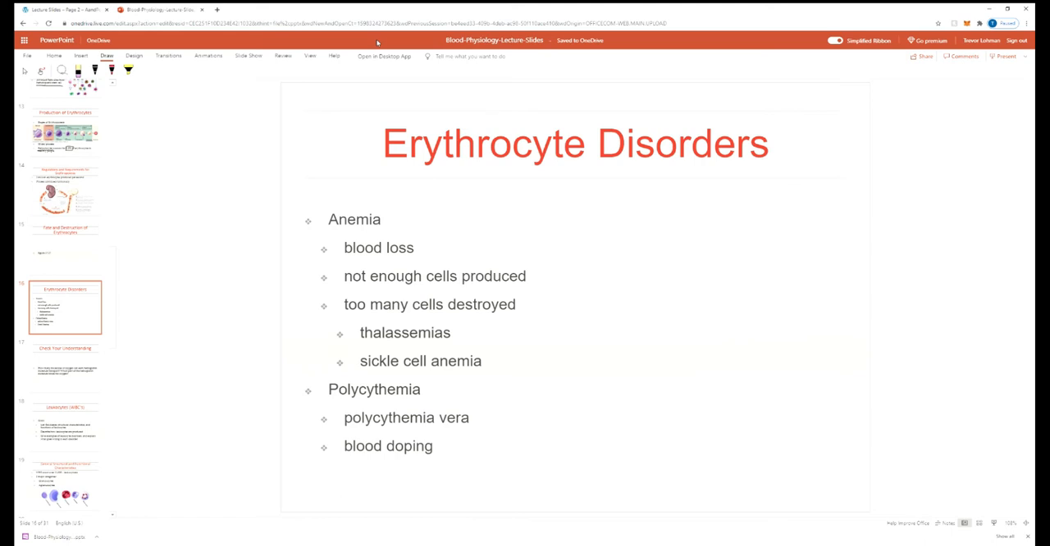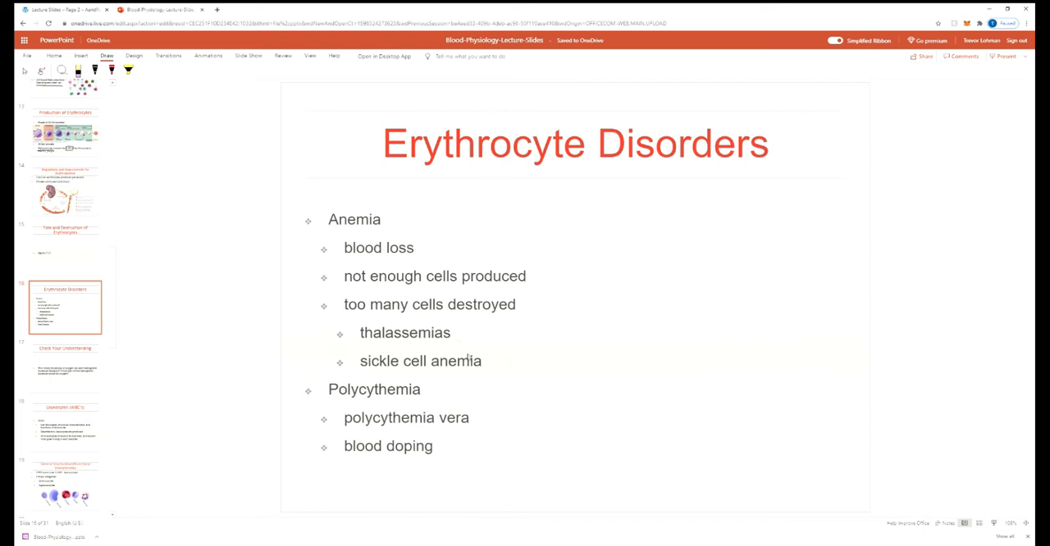Blood loss is pretty straightforward. So you have a wound or an injury that's causing you to bleed internally, and your blood volume is going down, and therefore you have less circulating red blood cells. Or it could be due to not enough cells being produced for a variety of reasons: iron deficiencies, some other type of deficiencies, other disorders, or too many cells destroyed. Two examples of that are thalassemias and sickle cell anemia.